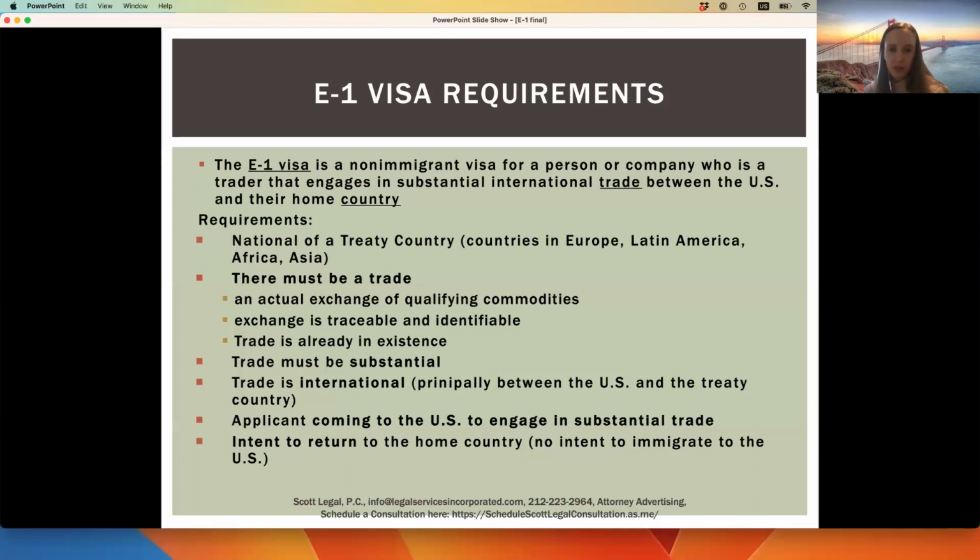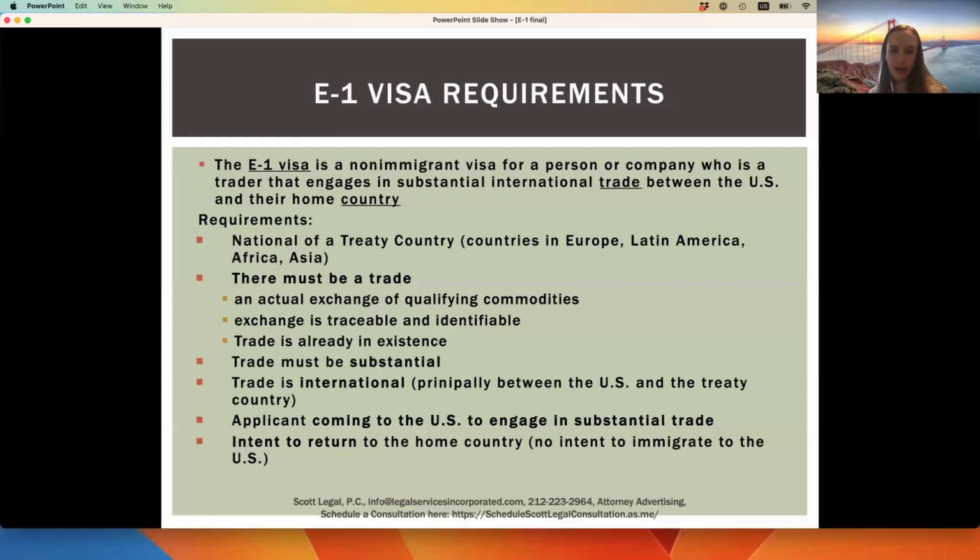The trade must be international. This requirement basically means that, let's say you have a company in your home country, and this company is trading with different countries all over the world. You will have to show that at least 50% of all the international trade is between your country and the US. This means that the trade must be principally between the US and your home country.